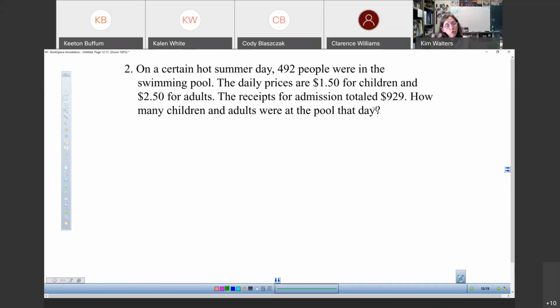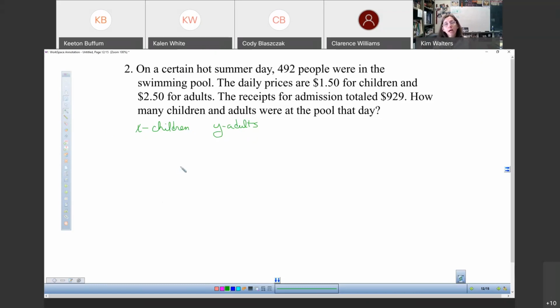So what do we have? We have two different kinds of people. We have children, we have adults. Some people obviously dropped their children off and said, I'm out of here. So children and adults. It does not matter which one you let be X, which one you let be Y. Some of you are super creative and you're going to use C and A. That's amazing. X's and Y's are great also.